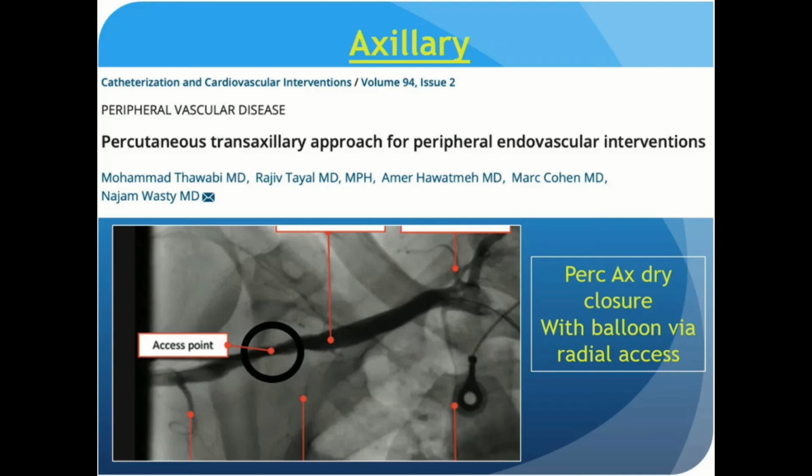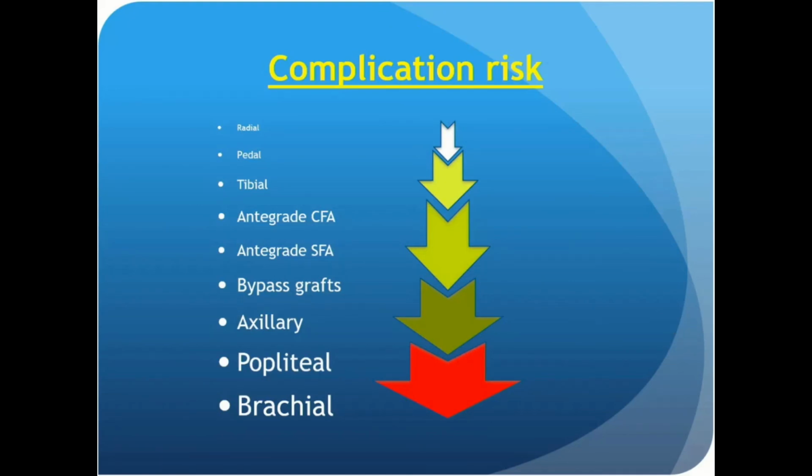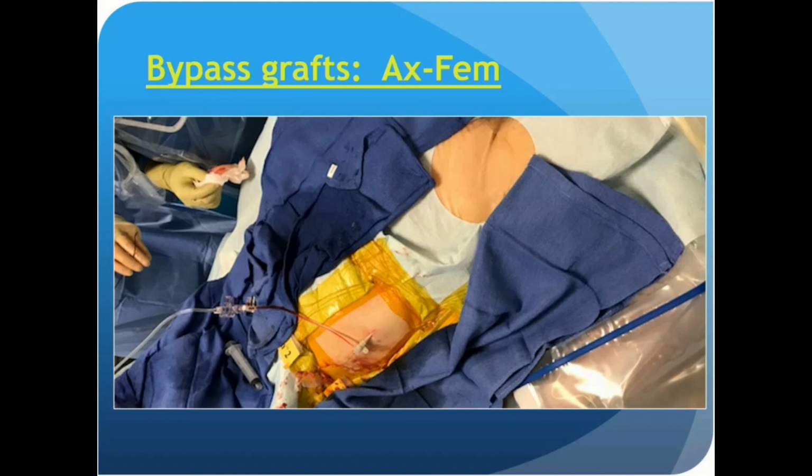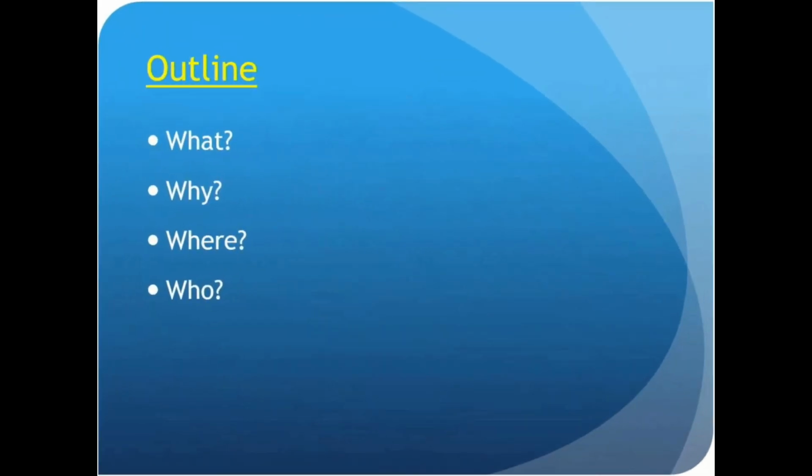Axillary access has picked up in the structural world interventions and mechanical circulatory support and is now preferred over brachial access given the ability to control bleeding, and is usually picked for aortoiliac interventions. This is a figure that shows the complication risk going from radial to brachial and all the access sites in between, and this is of course to be taken into account whenever we plan a case. The access sites also include extra-anatomical bypass grafts, like in this case where an AXFEM bypass was picked for an intervention. It is doable.